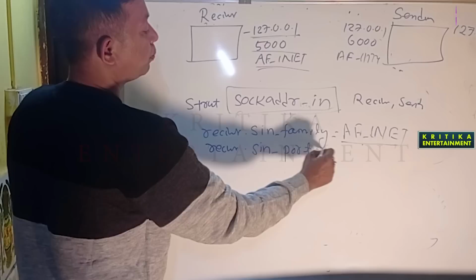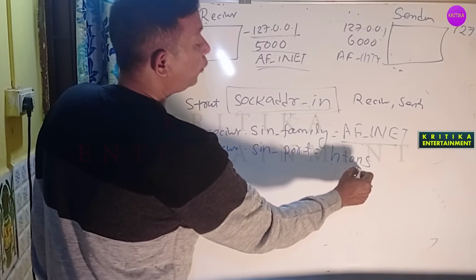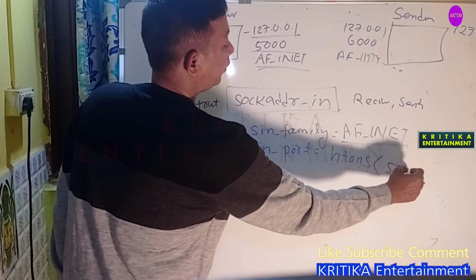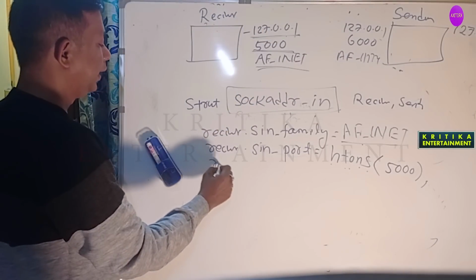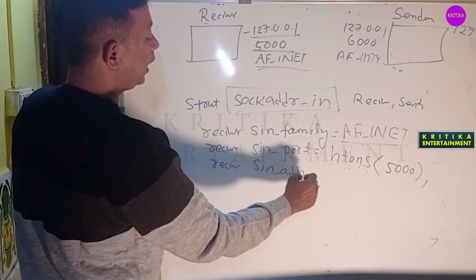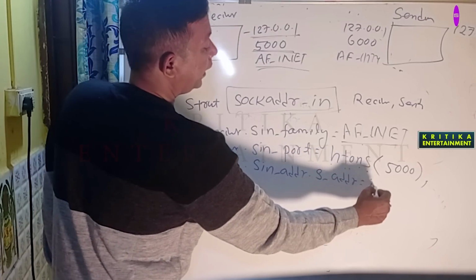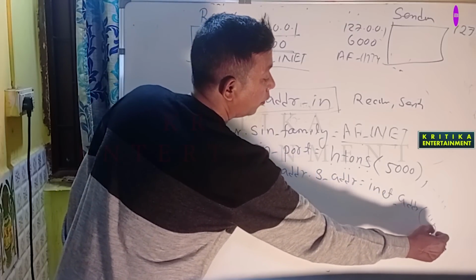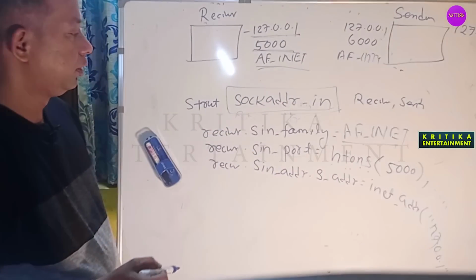I have told you what is port. htons, host to network short. Short means it is 2 bytes. So I will store here 5000. That means my receiver port is 5000. Then receiver dot sin_addr dot s_addr is equal to, I will write inet_addr, 127.0.0.1. I will assign this IP address.